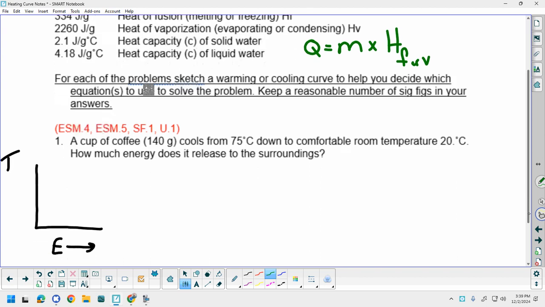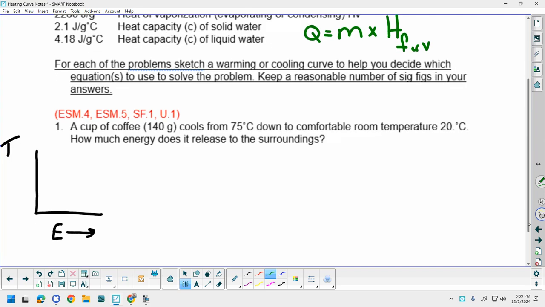A cup of coffee, 140 grams, cools from 75 degrees Celsius down to a comfortable room temperature of 20 degrees Celsius. How much energy does it release to the surroundings? So let's start with our cooling curve, our heating curve over here. I've got graph axes drawn up, T for temperature, and E with a little arrow. Let's take a look at what we've got here.